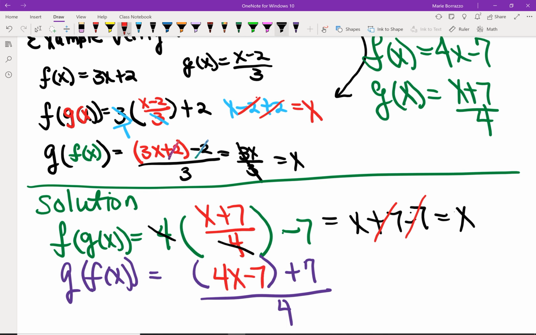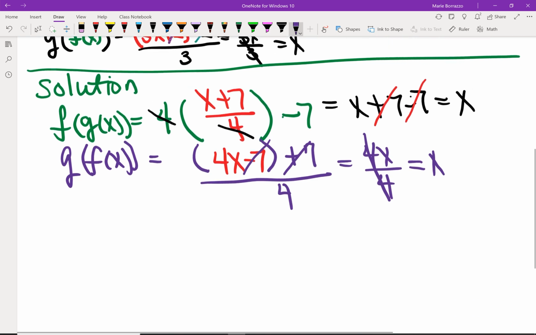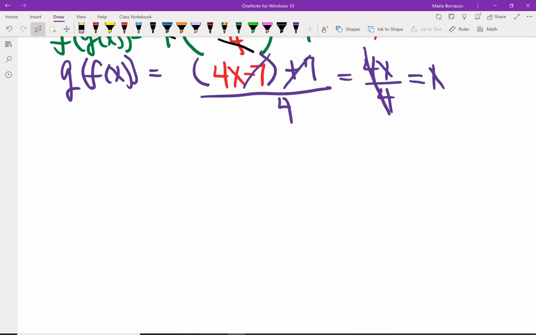You can see mathematically what's going to happen immediately is the 7's are going to cancel in the numerator, leaving you 4x over 4. And the 4's will cancel, leaving you just x. So yes, we've proven that those two are inverses of one another, and we're good. Now, if they don't give you the two inverses and you have to find the inverse, that is what our example 2 is all about.